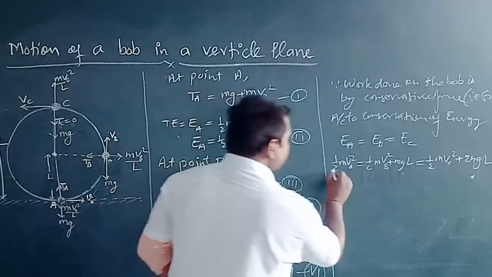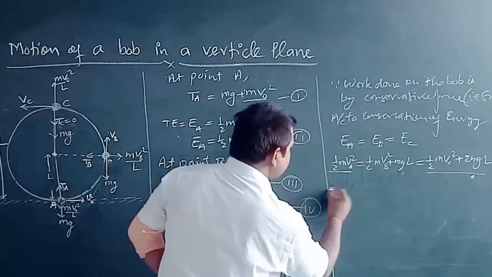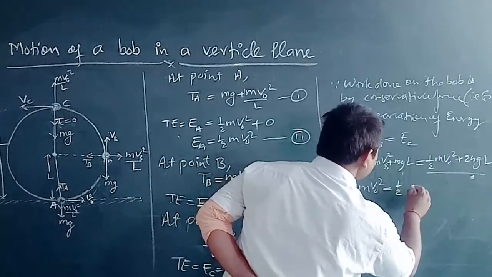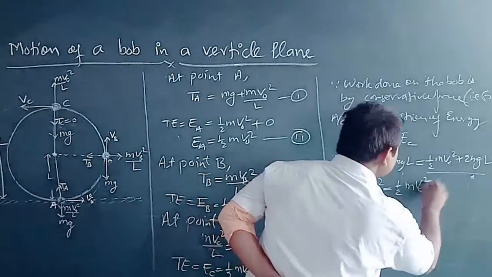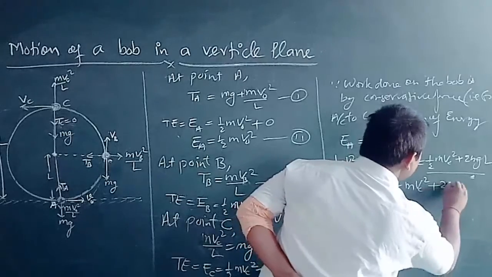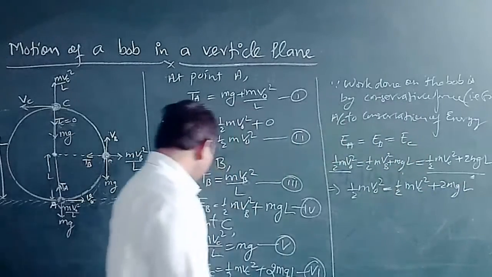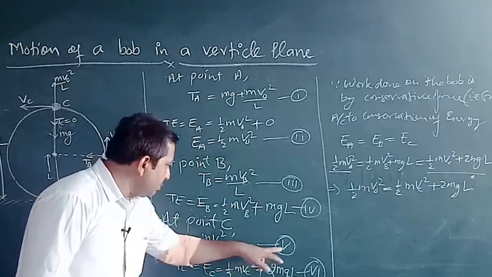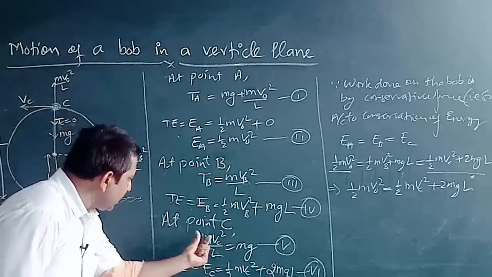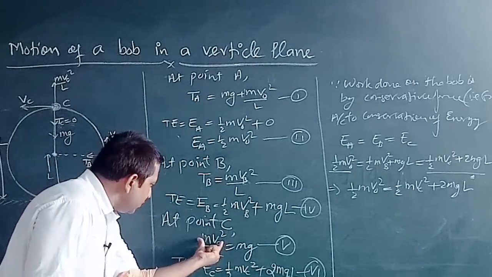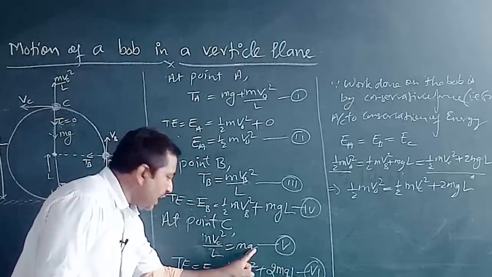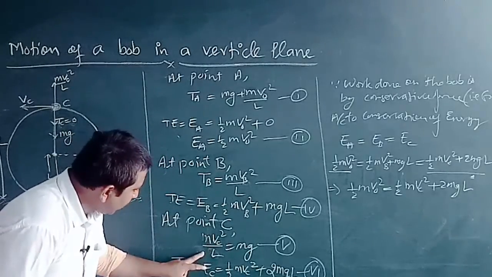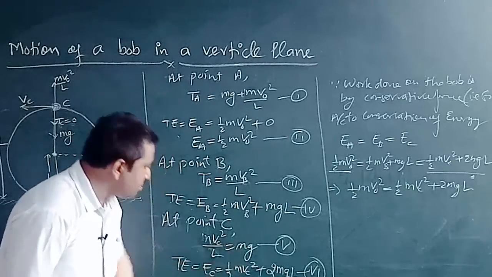So if we compare this with this, then we get half of mv0 square equal to half of mvc square plus 2mgl. Now if we look at equation number 5, from here we get that the value of m into vc square is equal to mgl. So from here half of mvc square is equal to half of mgl.